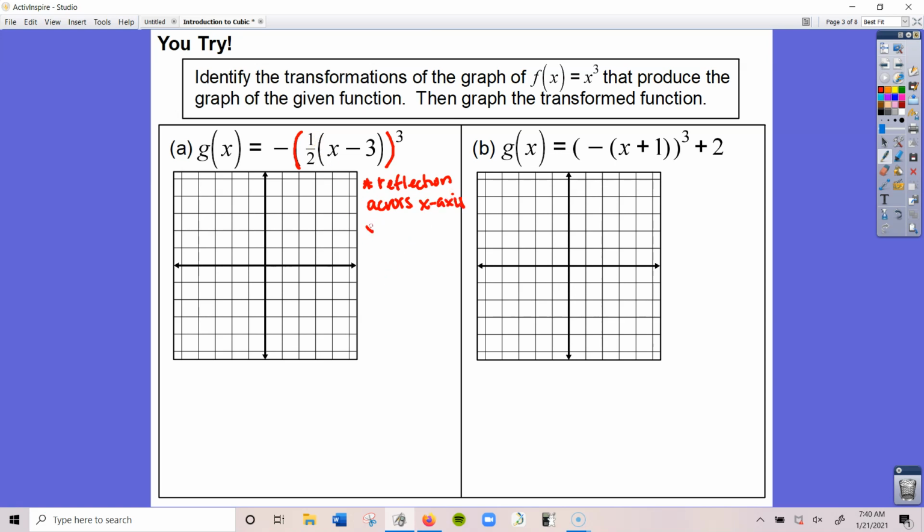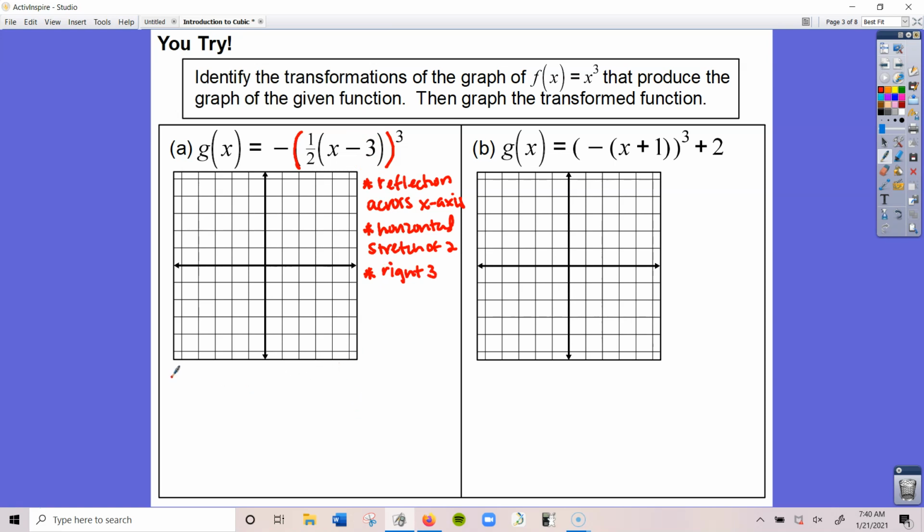This 1/2, remember it's inside of the parentheses, so it is a horizontal stretch of 2. Since we always do the opposite, 1/2 means divide by 2, and the opposite of division is to multiply. And when we multiply, those x values will get bigger. So that makes it a stretch. Next, we have this minus 3, meaning that my graph will go to the right 3.